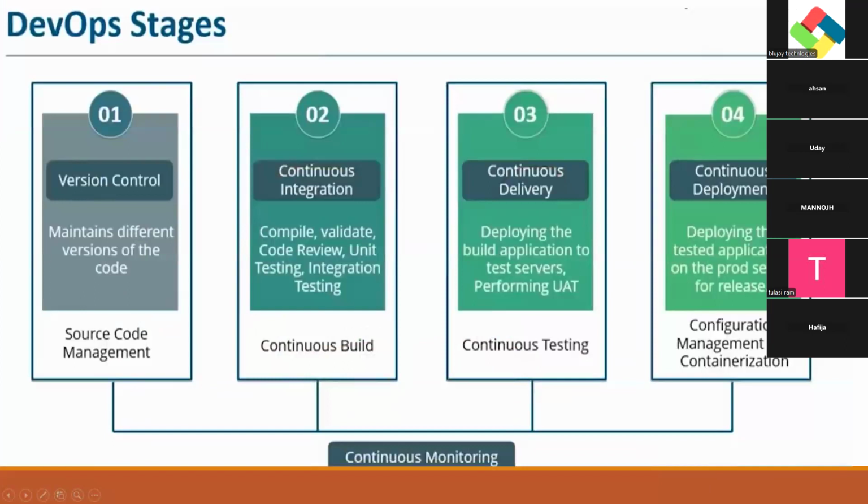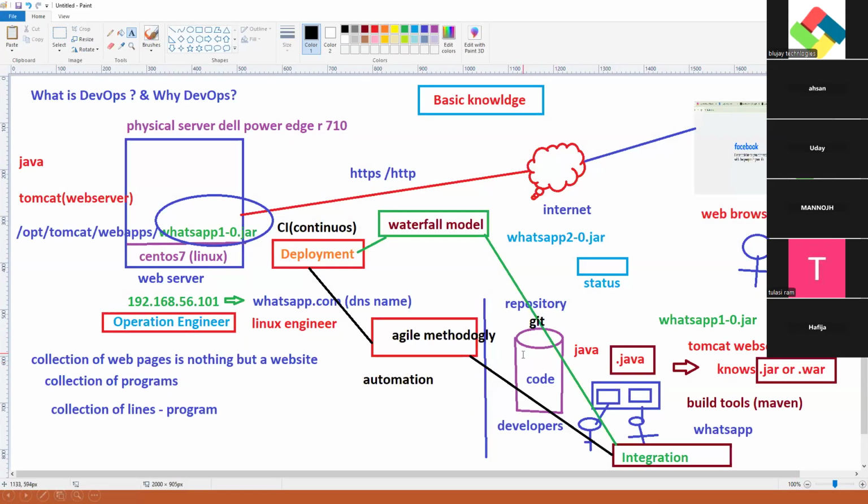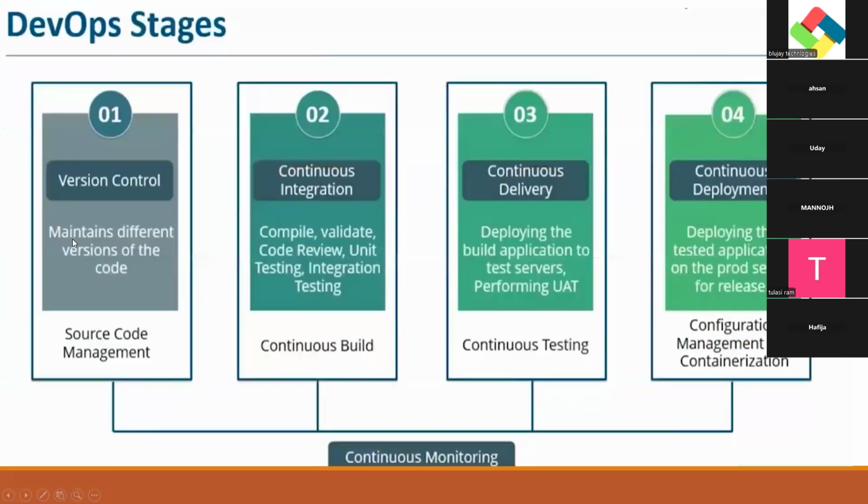Version control is nothing but, they developed WhatsApp 1.0, 2.0, 3.0, 4.0, with features added, and this is nothing but versioning. Now you understood? Version control maintains different versions of the code. This is nothing but source code management. Who will provide this source code management? Git repository, right?